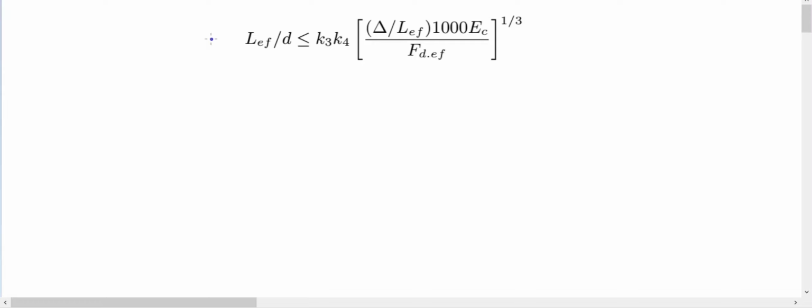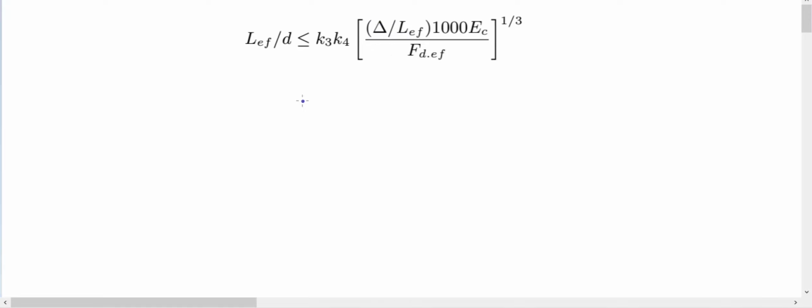In this video of Florida Man Math, we're answering a request from the r/AskMath subreddit. The original poster is asking to solve for delta in this inequality. So we've got L sub EF divided by D is less than or equal to K3, K4 times the cube root of the following: delta divided by L sub EF times 1000 E sub C, all divided by F sub D dot EF. Now, I've never seen this equation or inequality before, but that's not important. We're just going to be demonstrating how to isolate this capital delta.